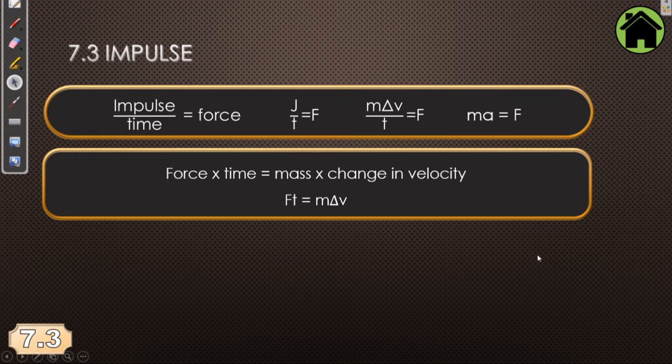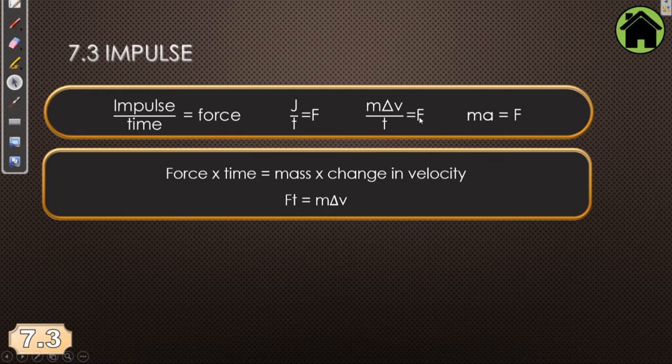Now there's an interesting connection between impulse and force. If you take the amount of change in momentum and divide that by the amount of time that it took for your momentum to change, that gives you force. And to justify that, we can say that J over T is equal to F. Well, change in momentum is mass times change in velocity. Change in velocity divided by time, that's acceleration. So mass times acceleration is equal to force.